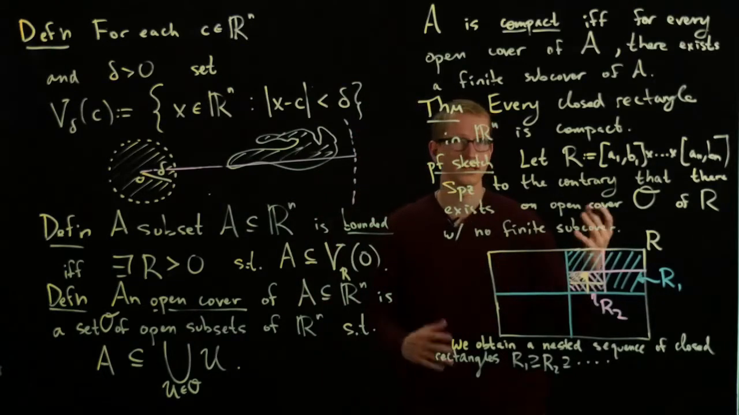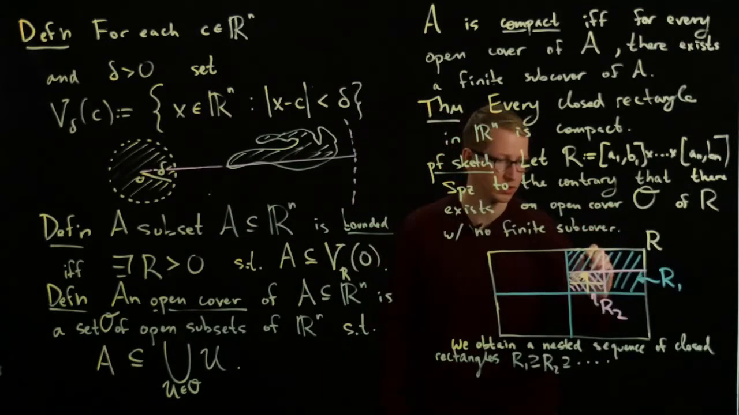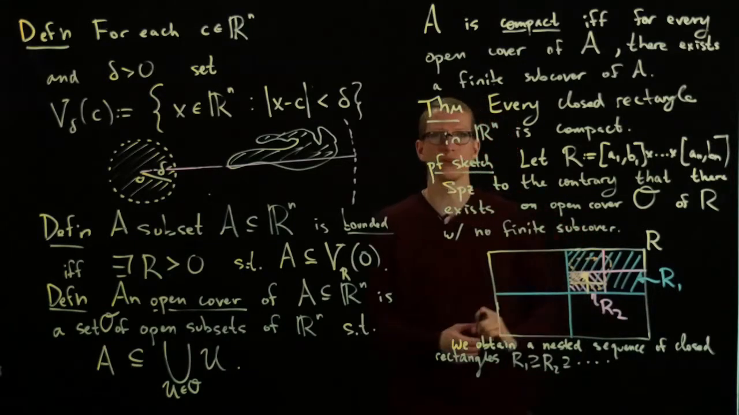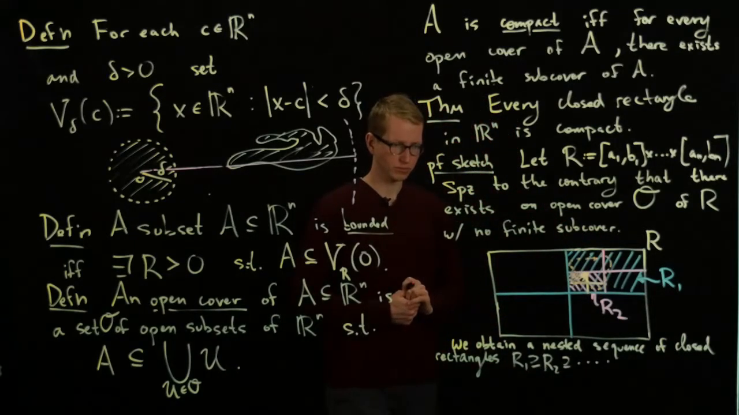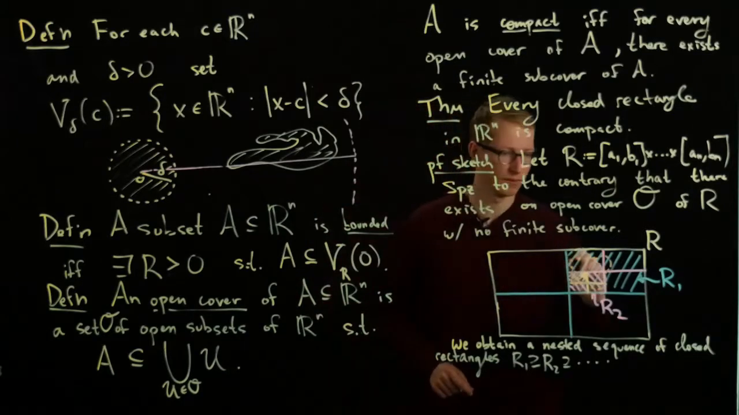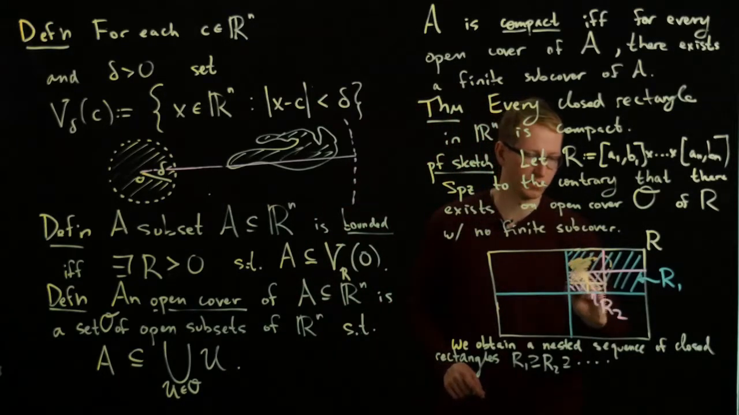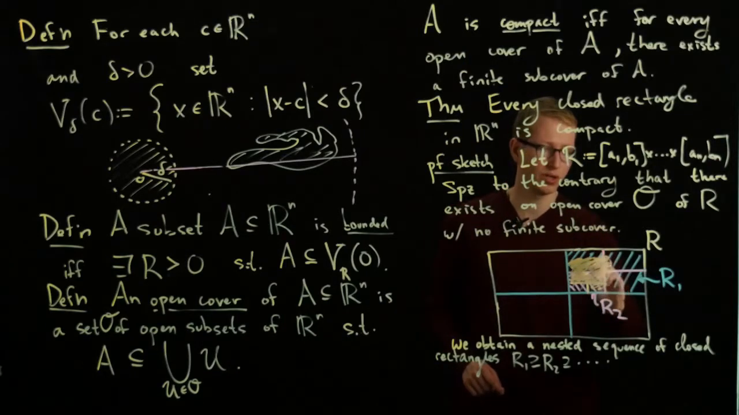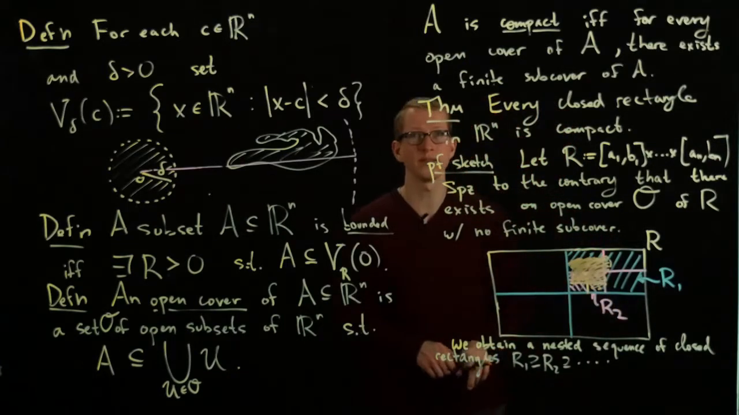I don't know what it looks like. It could be very strange. Let me just draw a random blob around it. Maybe something like that. I'm not sure how easy that is to visualize with all of this clutter here. Maybe I'll completely fill it in so that it's easier to view this. So we have this open set containing our point.